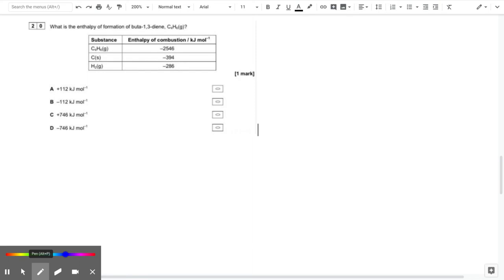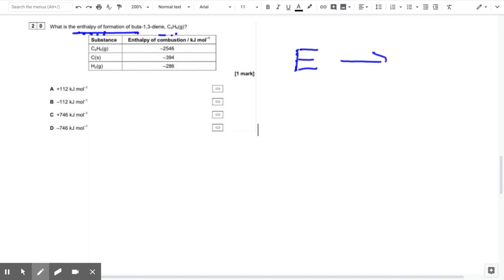Okay, so for question 20, we're being asked to calculate the enthalpy of formation of this substance, butyl 1,3-diene. Because we've got an enthalpy of formation, we know that whatever we are starting with must be starting from its constituent elements in their standard states, and they are forming the product, which in this case the question says is C4H6. So we know this goes from the elements to the product, standard states.